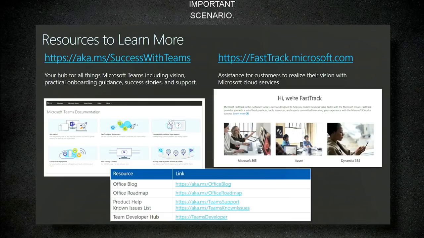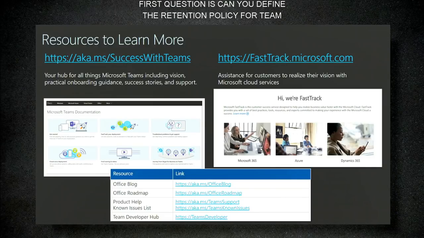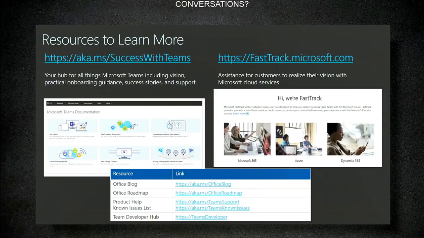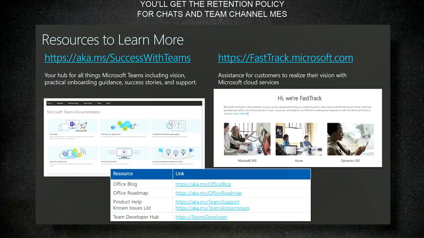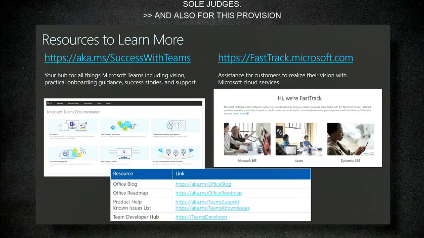All right, working the grid back here, and we'll keep doing the thing. I have two questions. First question is, can we define a retention policy for team conversations? Yep. We're working on it right now. It's supposed to be out this year, and you'll be able to define the retention policy for chats and for team channel messages. It's looking like the fourth quarter of this calendar year. Yep. And also site provisioning, or defining site lifecycle management, is coming up for team sites.